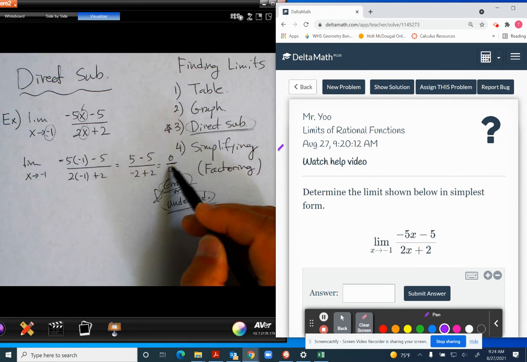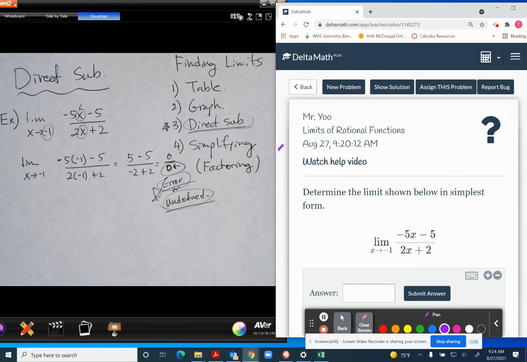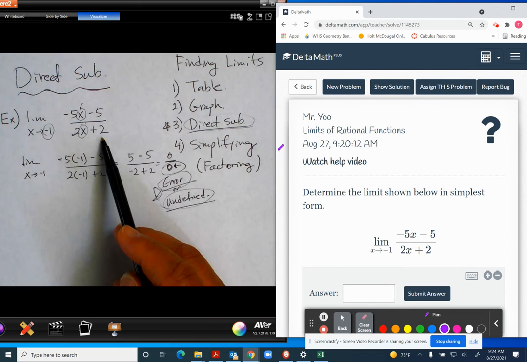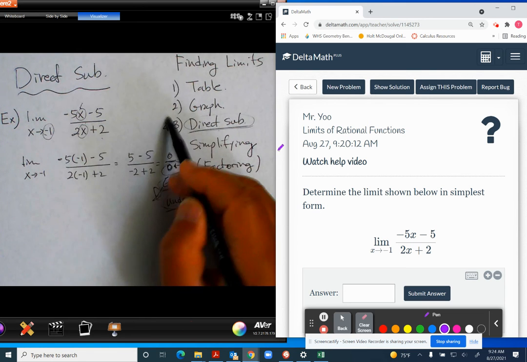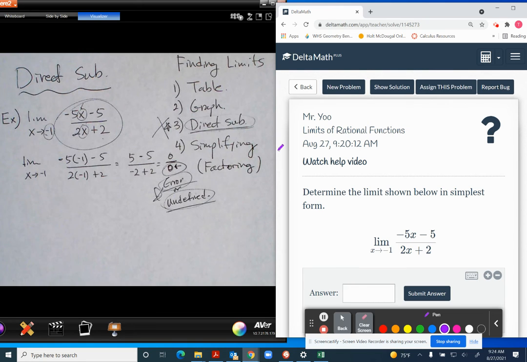0 you can have on the top as 0. Do you see the 0 in the denominator? That's the issue. You're not allowed to have 0 in the denominator. So that will give you undefined. Okay, so can I use direct substitution for this particular problem? No. We cannot use direct substitution for this particular problem. So what does that mean? We need to find other ways.